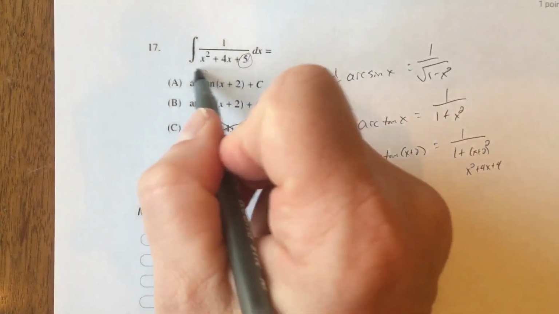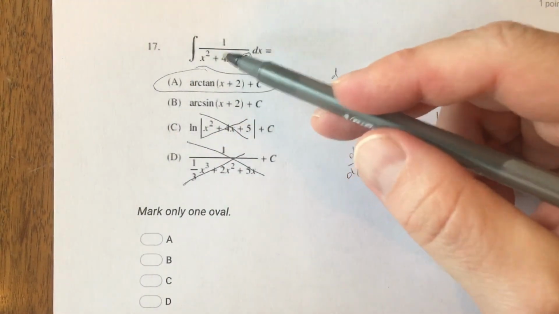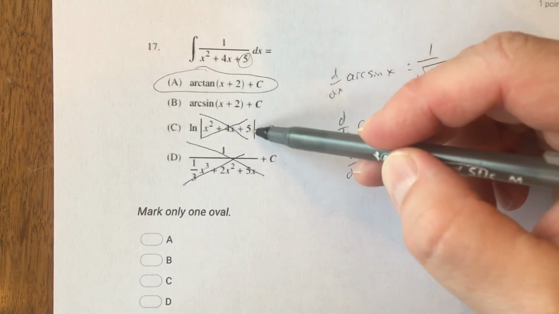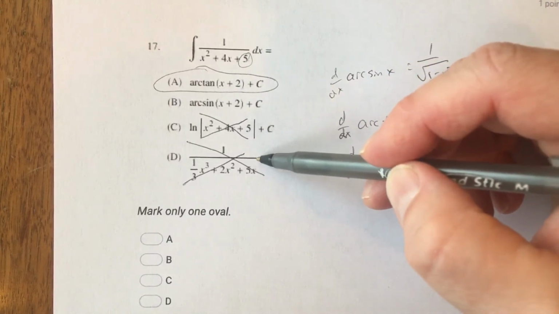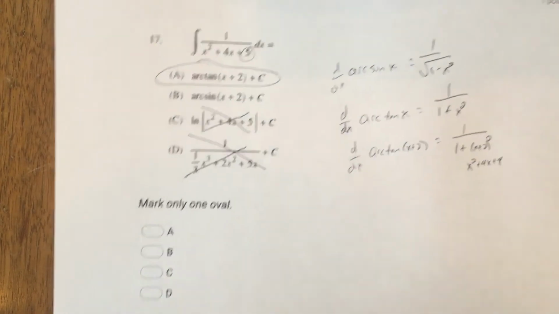So really, this is arctan. This one becomes easier. Instead of trying to actually integrate this, it's easier if you just think about taking the derivative of these. And then that leads you to the answer a little easier. Not that it's an easy problem.